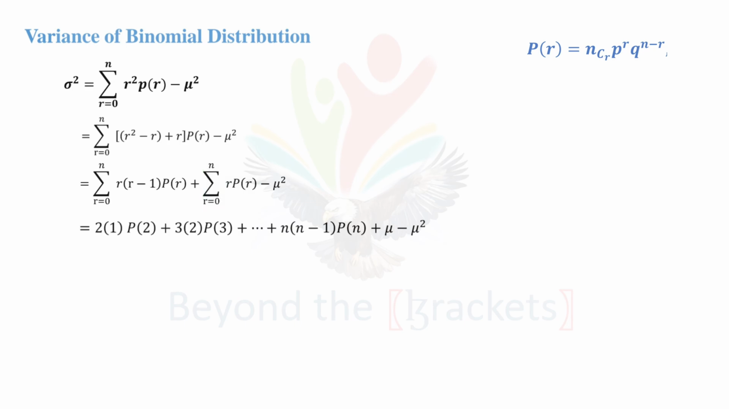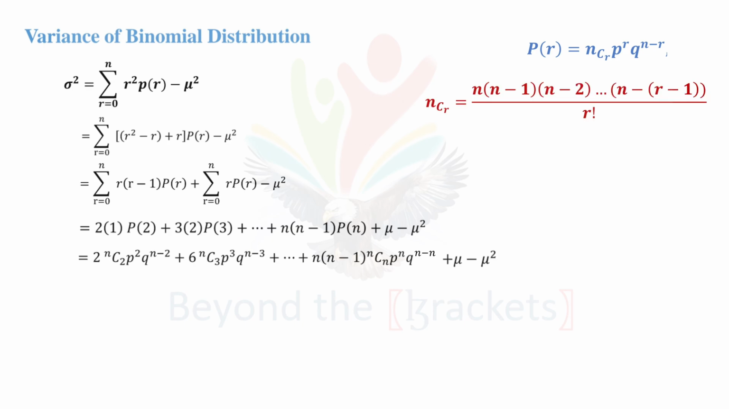Simplifying this further, for the first term we get 2 into 1 is 2, p of 2 will be nc2 p power 2 q power n minus 2. For the second term, 3 into 2 will be 6, p of 3 will be nc3 p power 3 q power n minus 3. Last term will be n into n minus 1, p of n will be ncn p power n q power n minus n.